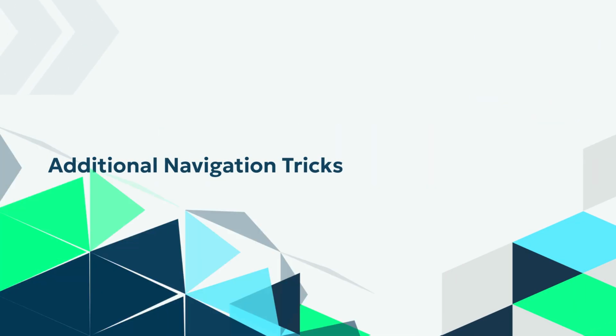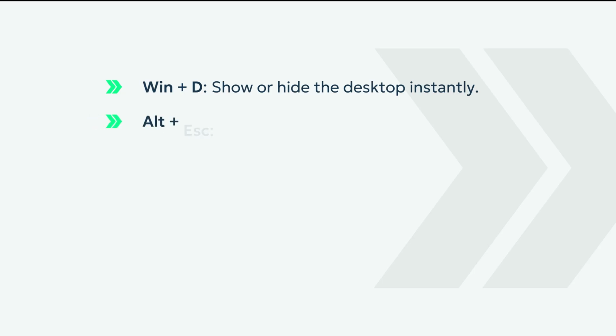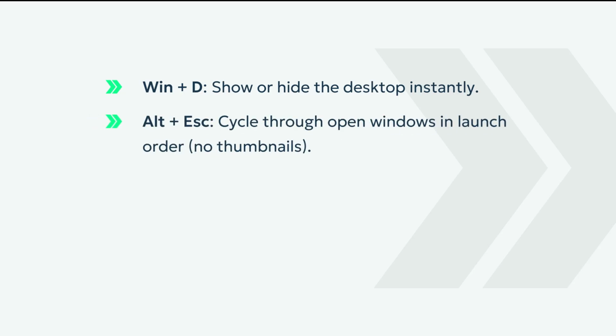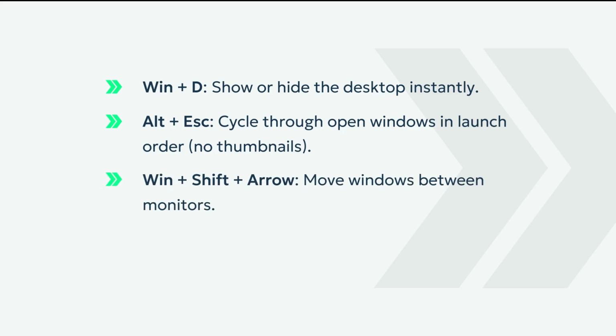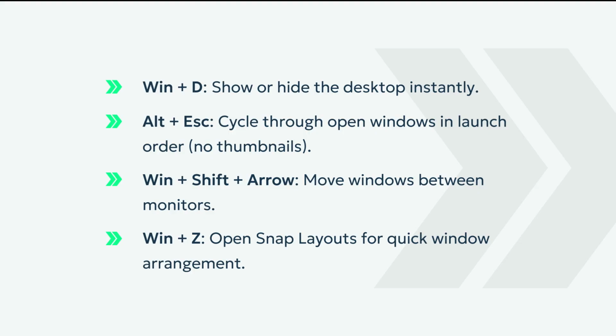Additional navigation tricks. Here are a few more shortcuts worth keeping in your back pocket. Win plus D shows or hides the desktop instantly. Alt plus Escape cycles through open windows in the order they were launched, no thumbnails. Win plus Shift plus Arrow moves windows across monitors, essential in multi-display setups. Win plus Z opens snap layouts, letting you organize apps side by side without dragging them manually.